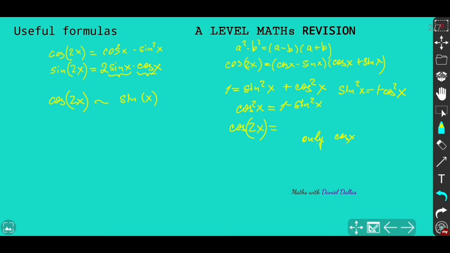Because you want to have only cos x on the right side, cos 2x equals, let's plug it into the formula. Instead of sine squared x, we plug in 1 minus cos squared x, and that's going to be cos squared x minus 1 plus cos squared x. So in other words, you basically double cos squared x, and you can erase this one.